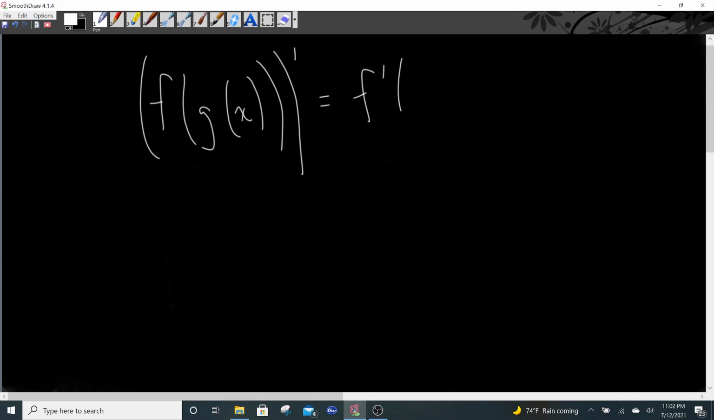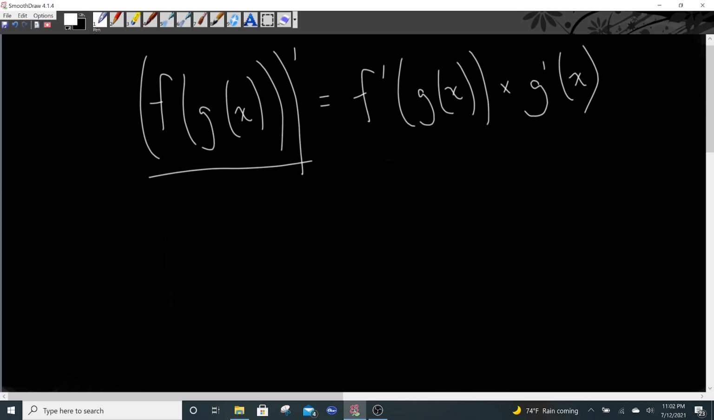If you remember chain rule, it was f prime g of x times g prime x. That's saying that if you have some function that is a composite function in which f of g of x prime is what you're trying to find, then that would be f prime g of x times g prime x.